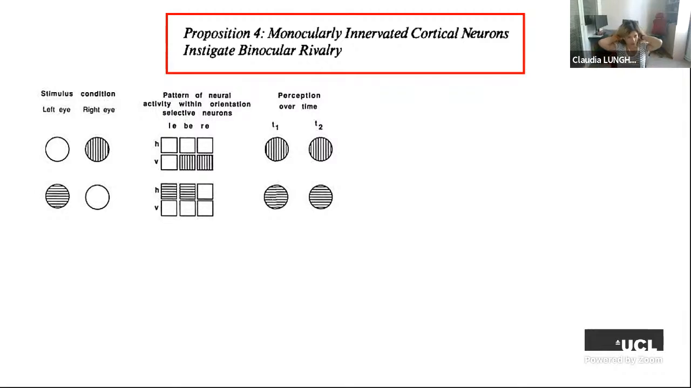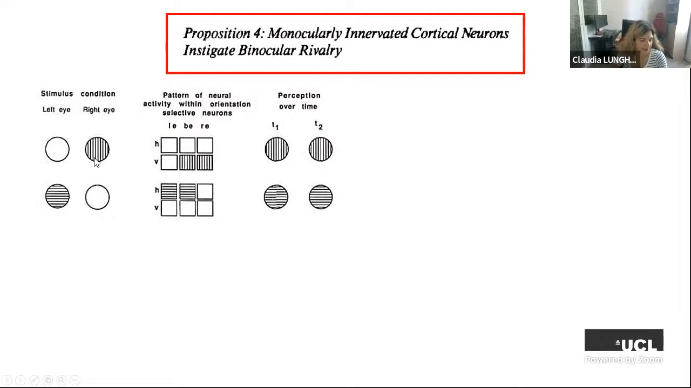types of visual stimulation. So in this figure, on the left panels, you have the stimulus conditions, so the stimuli that are presented either to the left or to the right eye. Then the representation of the stimuli, the activation at the level of the monocular neurons responding to the left eye, the right eye, or both eyes, for 2 different orientations, horizontal and vertical. And in the right panels, you have the perception over time.